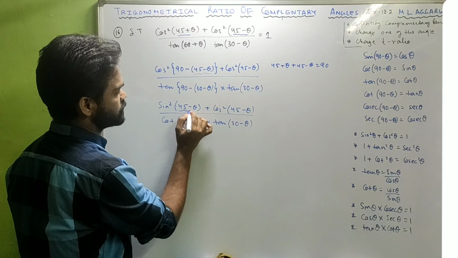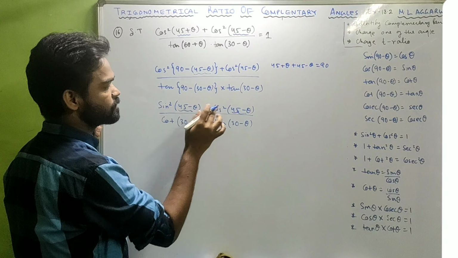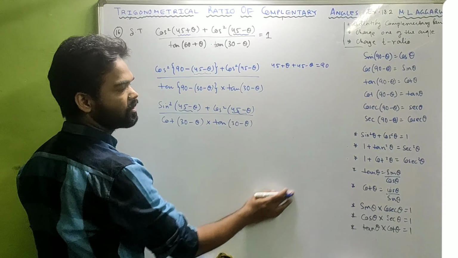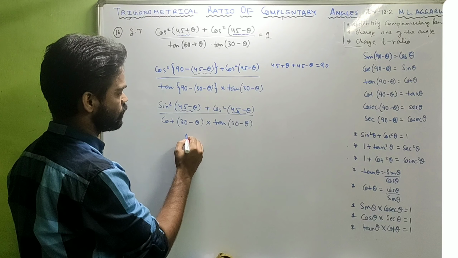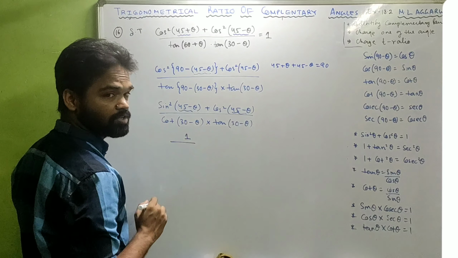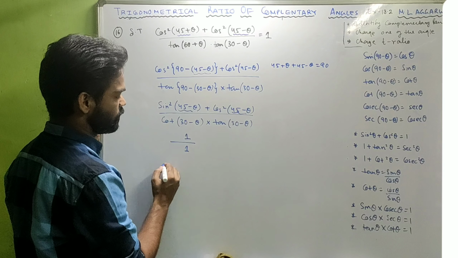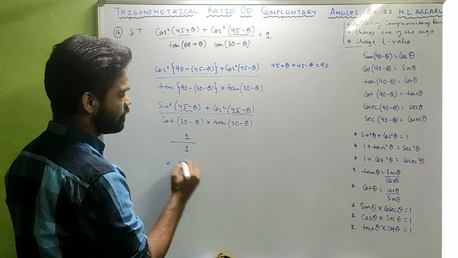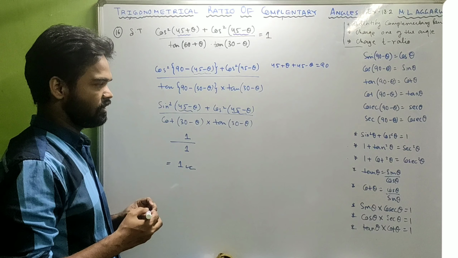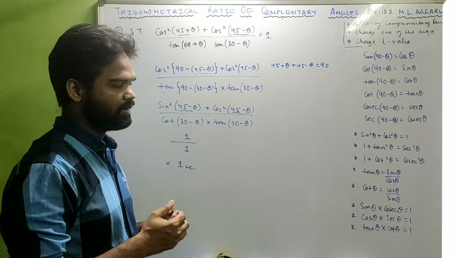Now suppose this is x, I told, sin square x plus cos square x, sin square theta plus cos square theta is 1, so we get 1. And cot and tan are reciprocal, the angle is the same, 30 minus theta, 30 minus theta, so that will be 1. So that's your answer. Clear? Now let us look at the next sum.